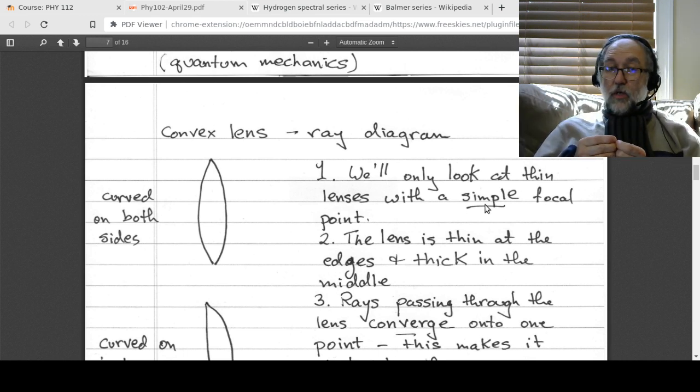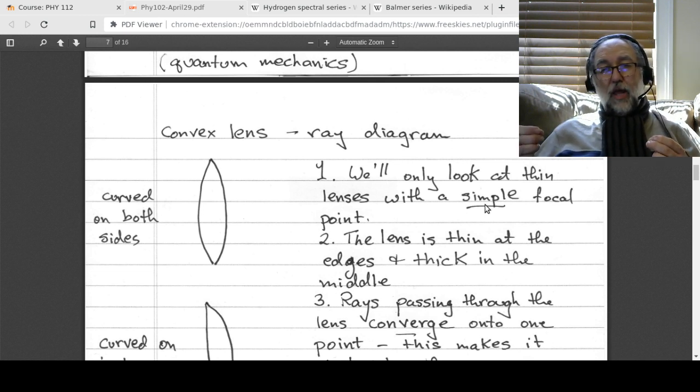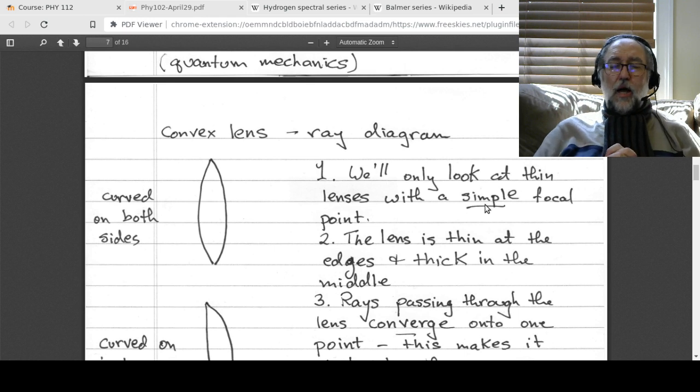With the different colors, because they all have different indices of refraction, they would all have different focal points, okay? Well, we're going to assume that all the light of any color is going to pass through the same focal point. So there's going to be a simple focal point, not a smeared out focal point. Otherwise, the optics becomes much more difficult, okay?